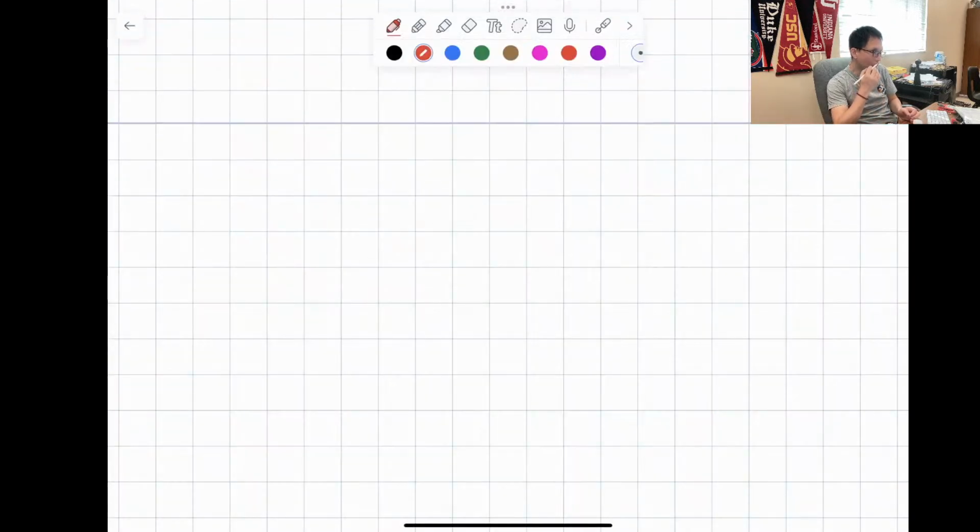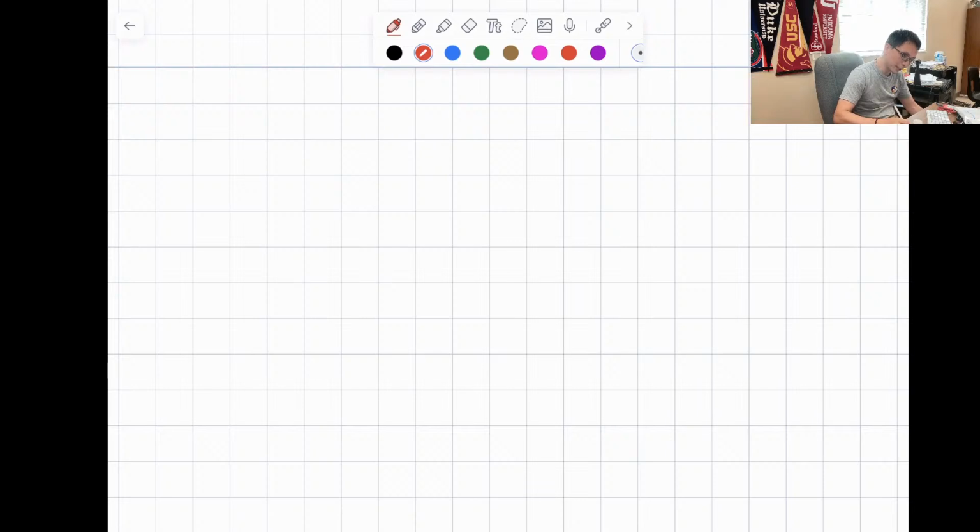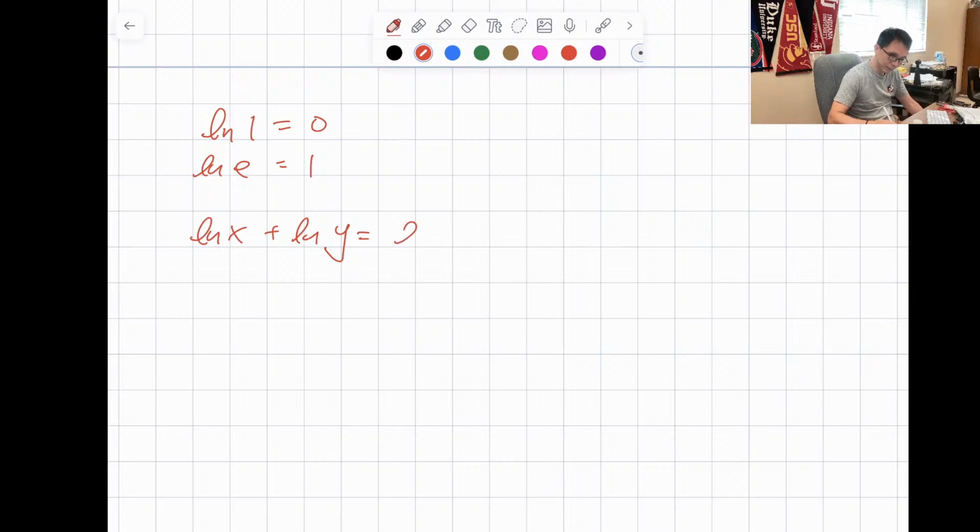So what we're gonna do is talk about how to take a derivative of... let's talk about all the properties of logarithms. Do you guys need to know this later? What's the natural log of 1? Natural log of 1 is 0. Good. What is the natural log of e? 1. And what is natural log of x plus natural log of y? Natural log of x times y.